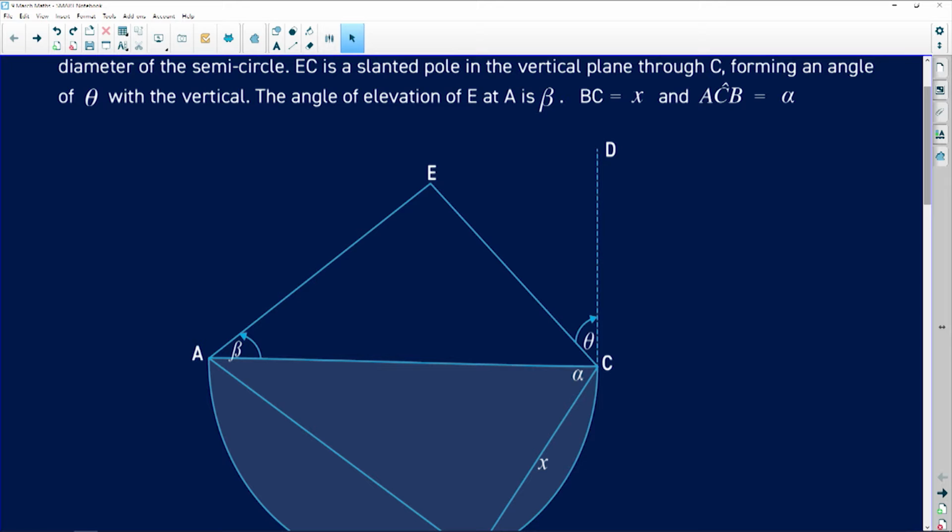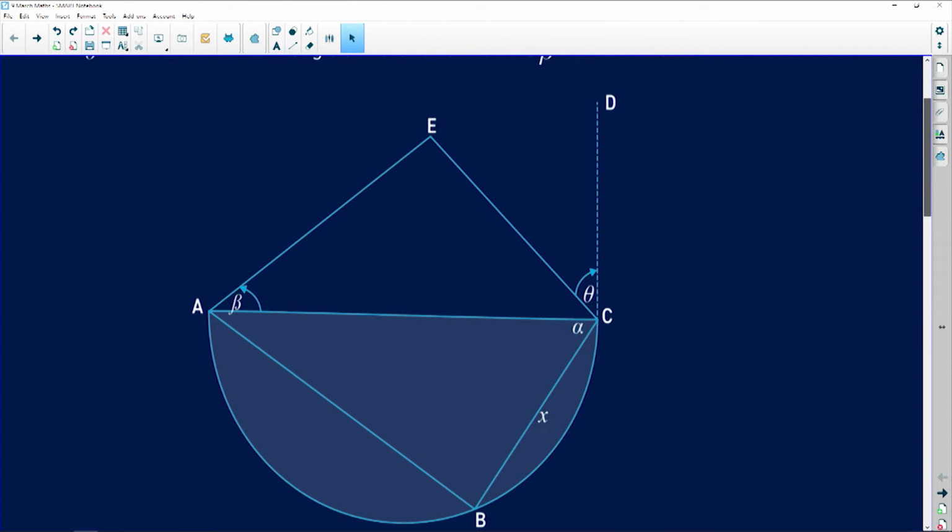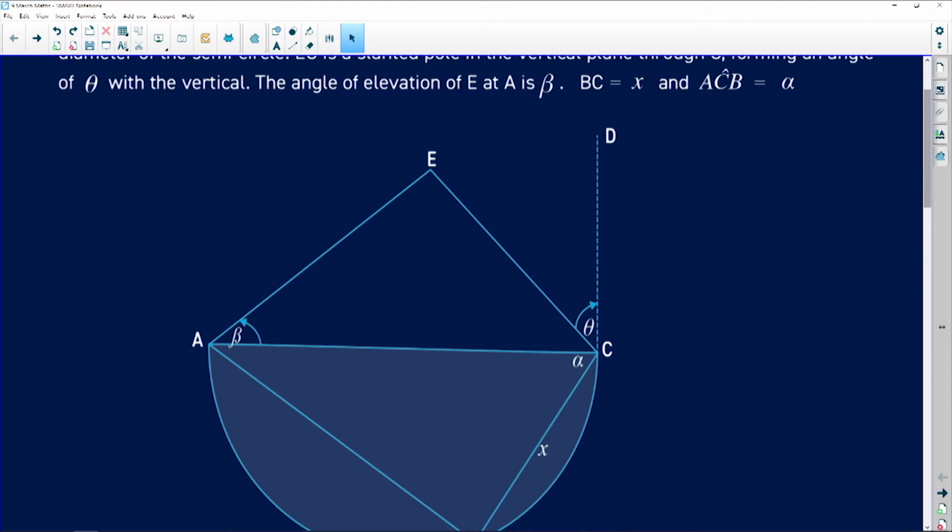EC is a slanted pole in the vertical plane through C, forming an angle of theta with the vertical. The angle of elevation of E at A is beta. BC is equal to X. If you go a little bit lower, you'll see there's point B right there at the bottom, and the length of BC is apparently X, and angle ACB is also equal to alpha degrees.